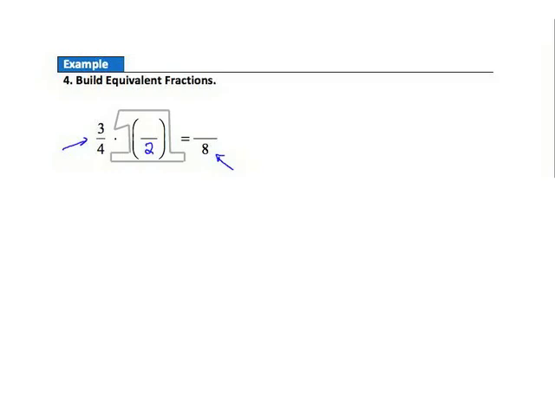Now, if I'm multiplying the denominator by 2, I need to multiply the numerator by 2 so that I make sure that I'm multiplying by a fraction that's equal to 1 so I don't change the value of 3/4. And when I multiply the numerators together there, 3 times 2 gives me a new numerator of 6. So the fractions 3/4 and 6/8 are equivalent fractions.